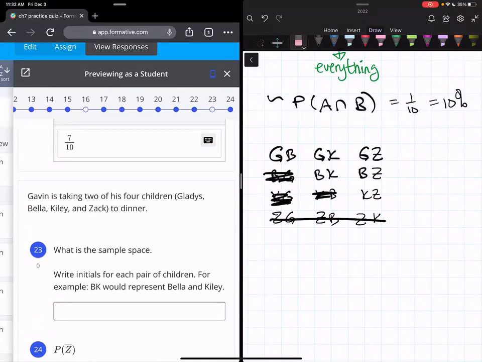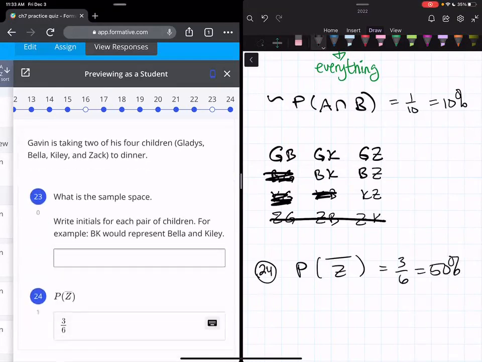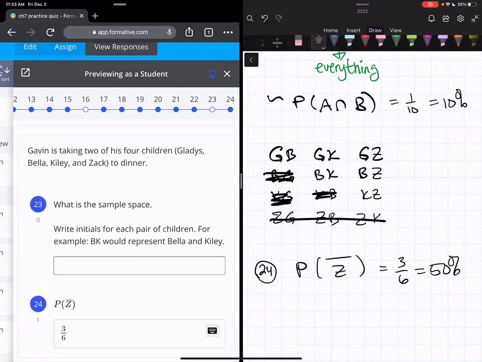Is that okay? So the last question is, what's the probability of bar Z? What does that bar mean again? Not Z, not Zach. Zach's not going. What's the probability that Zach doesn't go? 50%. 3 out of 6. If you want to write that as 50%, you could. Does it change for anyone else though? Like, what's the probability of not Gladys? Also 50%. It's not like Zach is being picked on here.